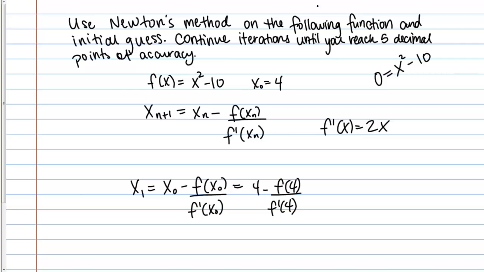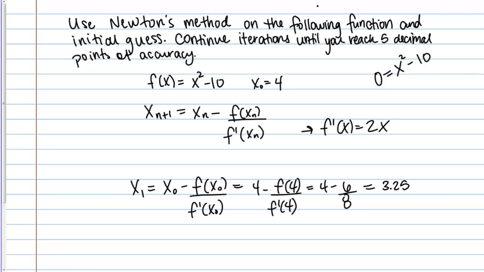To calculate these in general, you're just going to be using a calculator, right? So to calculate f of 4, I'm just taking 4 and plugging it into f of x. In this case, that would be 4 squared minus 10. Okay, so 16 minus 10, so that's 6. And then for f prime of 4, the denominator, I'm taking 4 and plugging it into the derivative. So if I plug in 4, I get 2 times 4, which is 8. So here I've got 4 minus 6/8, which ends up being 3.25.